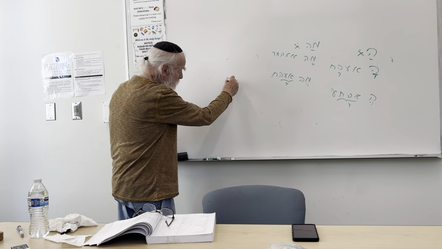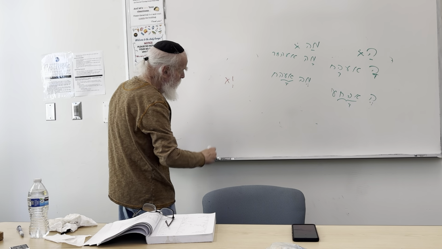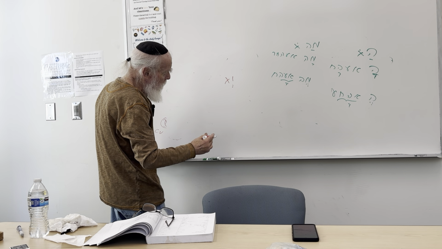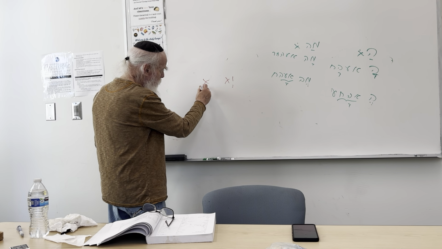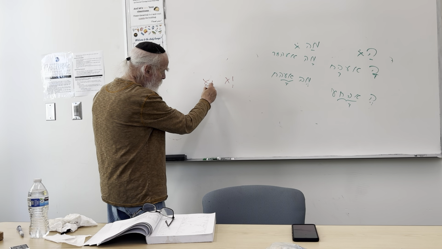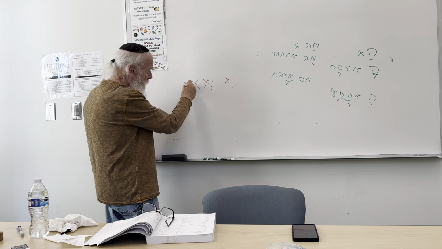It's normal to use a Vav with a Shva attached to the word that follows. And then there are problems. What if the word that follows has a Shvana in the first letter? There will be a Shva cluster, and you break the cluster by pointing the Vav as a Shurk. Oo.